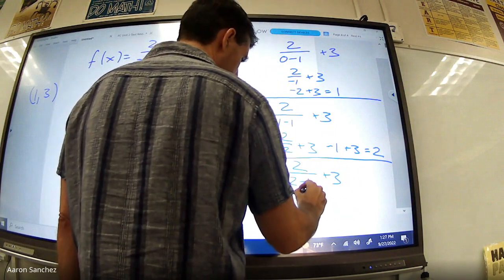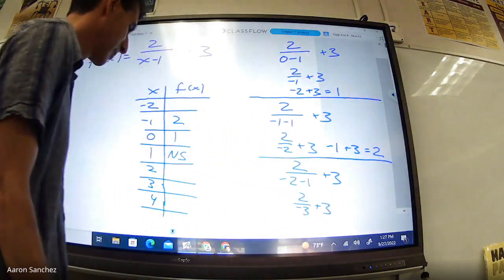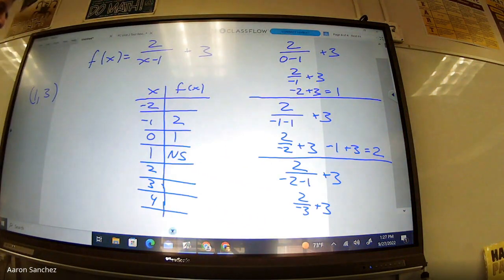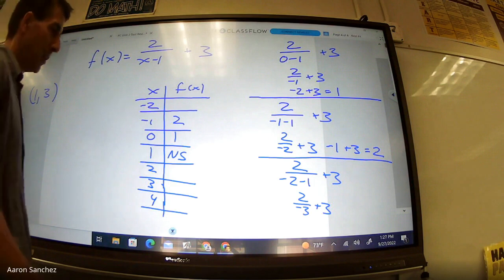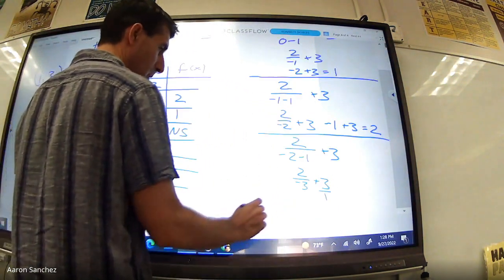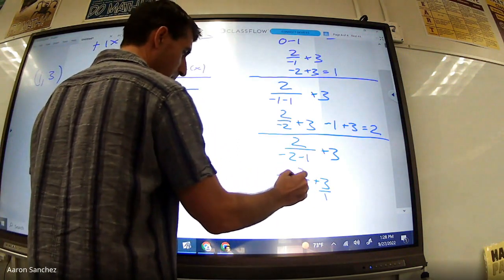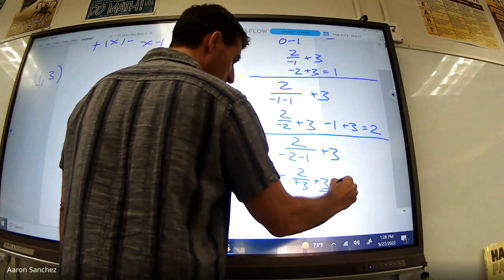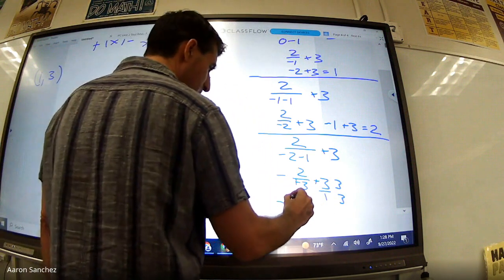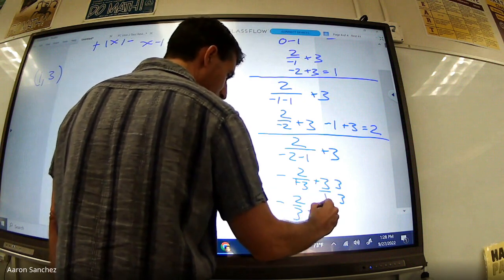2 over -3 plus 3. So now I got to work with fractions. You guys remember how to add fractions? Yeah, I got a 1. Run out of room here. So I want a common denominator. What should my denominator be? Let's make it 3. 3 over 3, right? So -2 thirds plus 3 times 3 is 9 thirds.